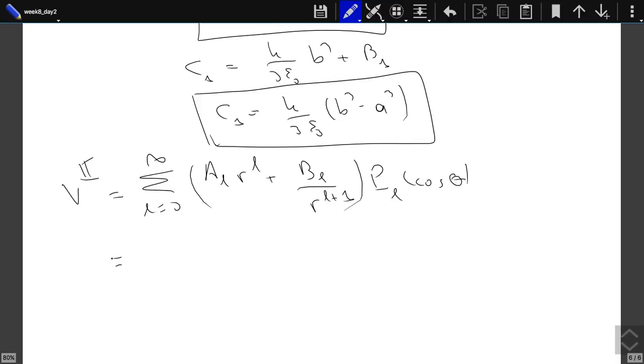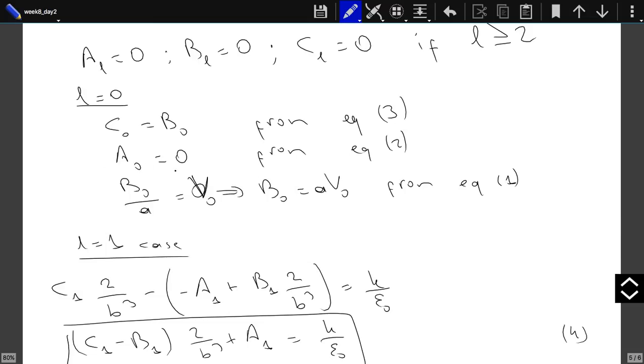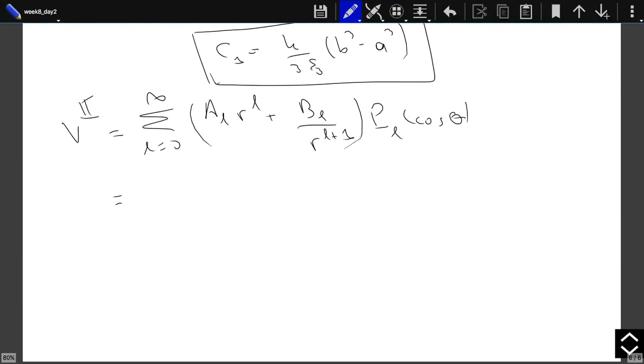Well, L equal to 0. A0 is already 0. Yes, A0 is 0. B0 and C0, B0 is a times V0, so a times V0 divided by r. This is the L equal to 0 term. In fact, this is nothing but the contribution to the potential from this inner conducting sphere.